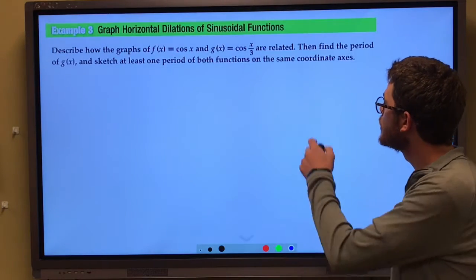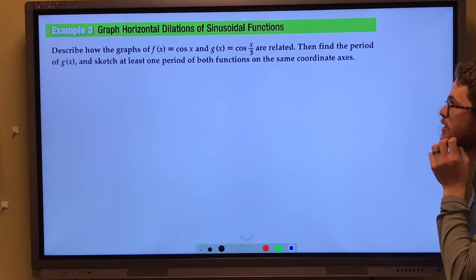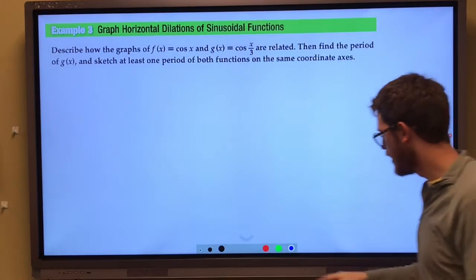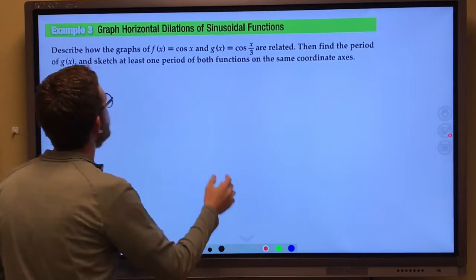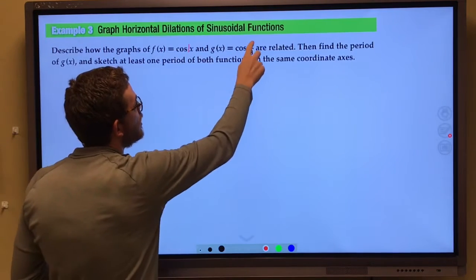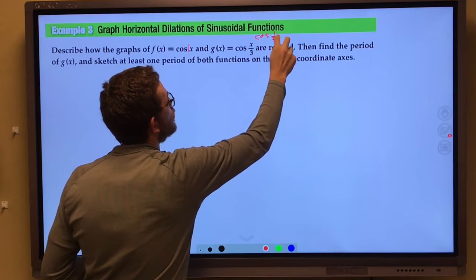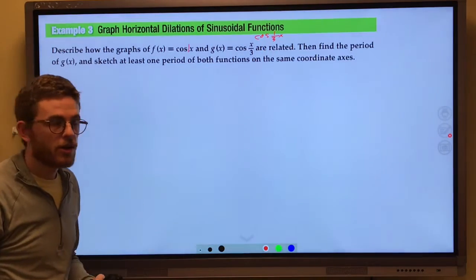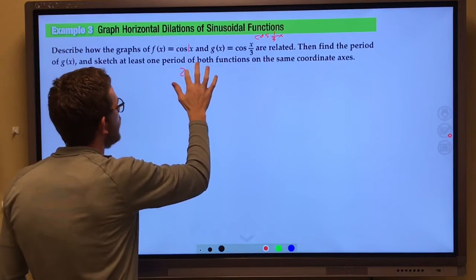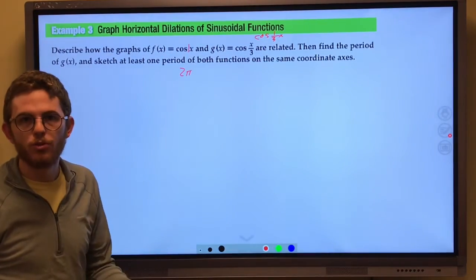But if we look here, we want to describe how these graphs are related. We want to find the period of g of x and sketch at least one period of both functions on the same coordinate axis. So notice this one has a 1 in front of the x, and this one, x over 3, essentially we have cosine of 1/3 x right there. Well, the 1 is the natural 2 pi. Okay? If it's a 1, it's normal, it's 2 pi.